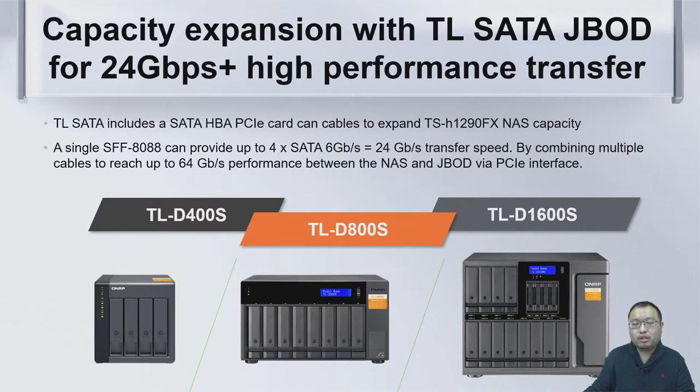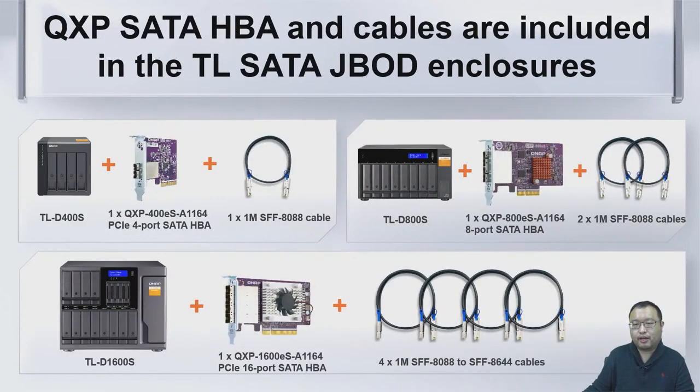So actually, each cable can support up to four lanes of SATA 6 gigabit. So each cable can support a 24 gigabit per second transfer speed, each cable. If you buy the 16-bay version, you can have up to 64 gigabit per second.